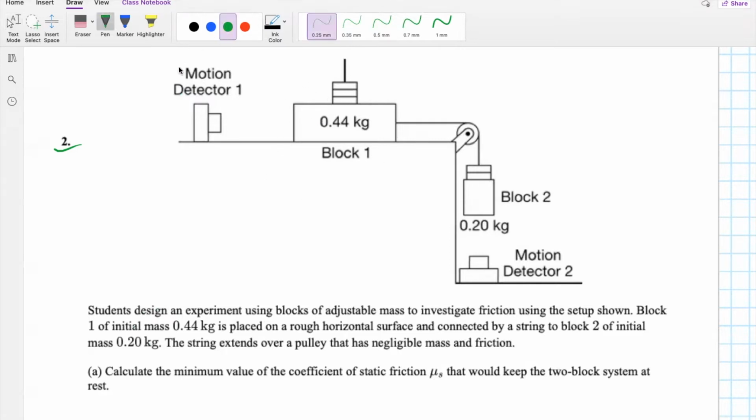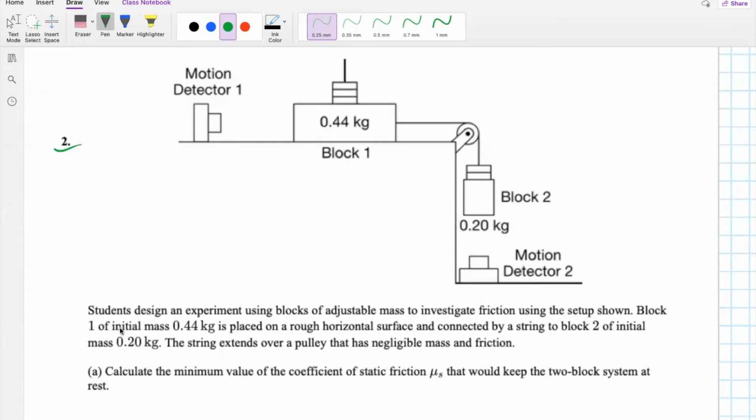Okay, so we're picking up where we left off last time. That is question number 2, which involves a pair of motion detectors, a block, and another block connected to each other. And so it looks to me like we have essentially an Atwood machine. And it reads, students design an experiment using blocks of adjustable mass to investigate friction using the setup shown.